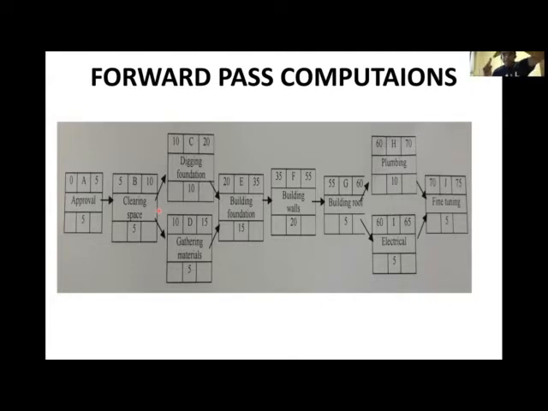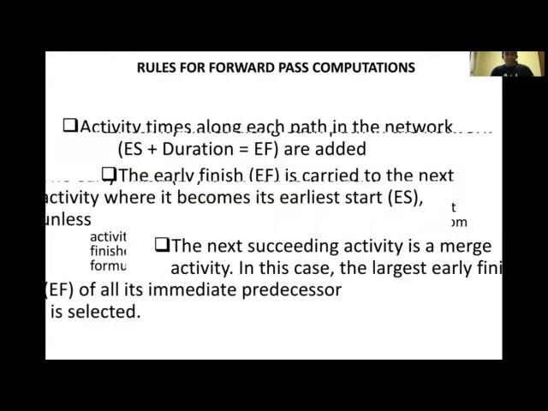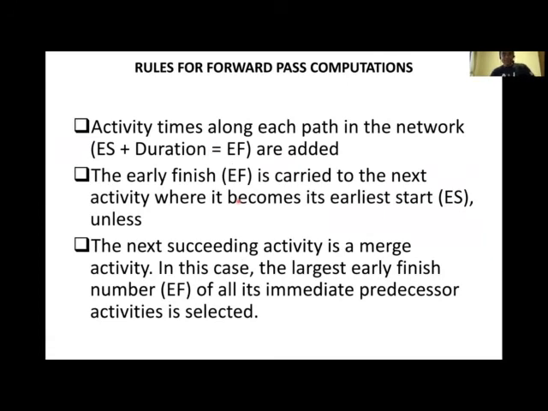But if you are merging, there it becomes a problem. Why? Because you've got 2 head finish which can be passed to the next merging activity, and you have to just pick one. So do you just guess which one to pick? Remember the rule guiding that said the next succeeding activity is a merge activity. In this case, the largest head finish of all, its immediate predecessor is selected.